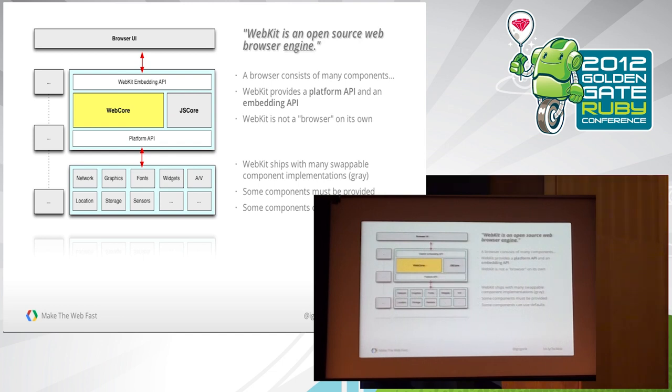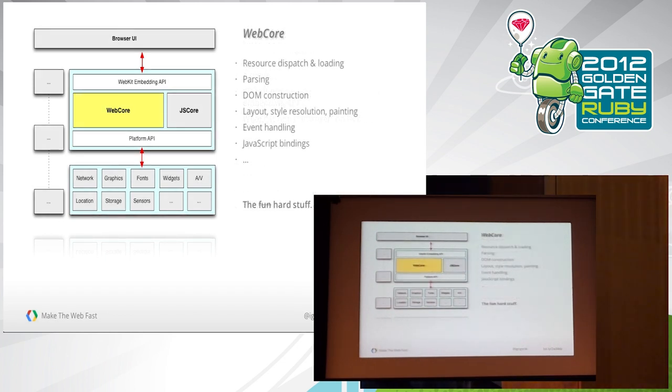So WebKit by itself ships with many components, but you can decide to swap them out. You can completely eliminate some parts and say, I'm just not going to provide it. But WebKit at its core is this WebCore component. That's where a lot of the stuff that I think most of us will be interested in is happening. And this is the part that is reused by all of the WebKit browsers. This is really what we mean when we say this is a WebKit-powered browser. We say, really, we're using WebCore.